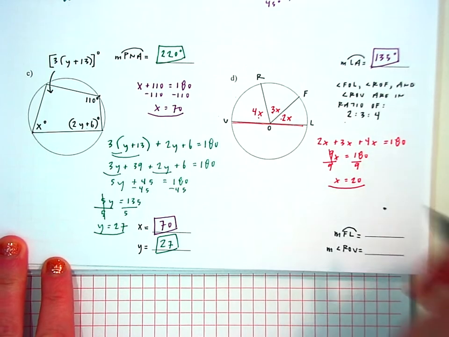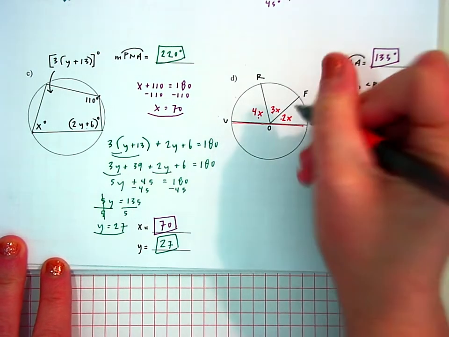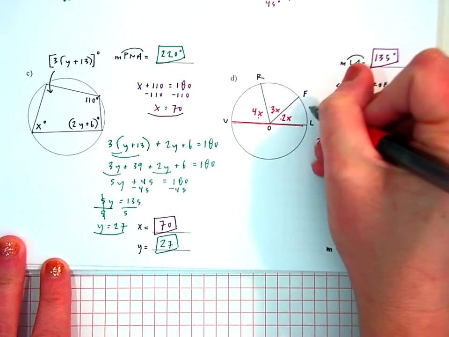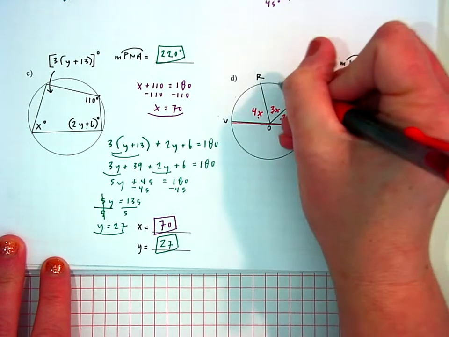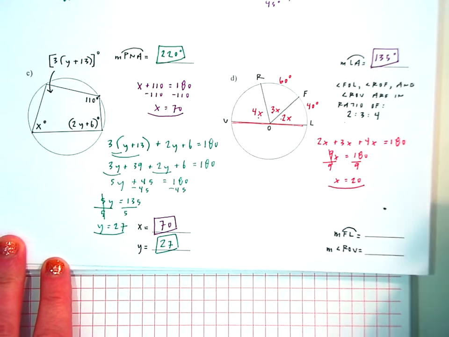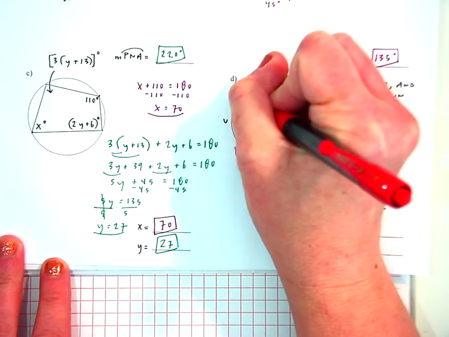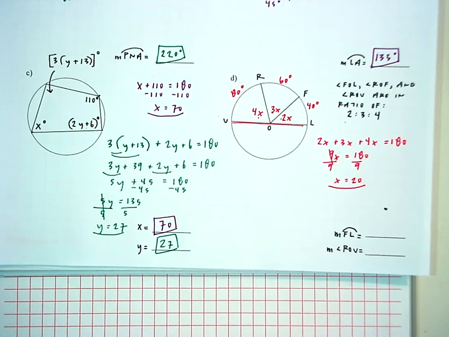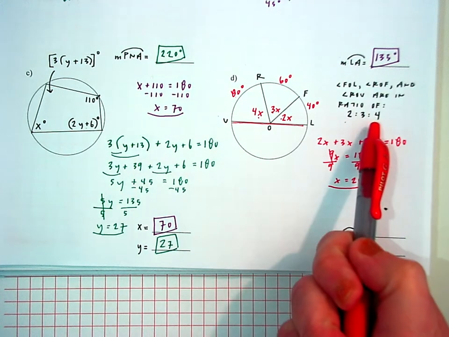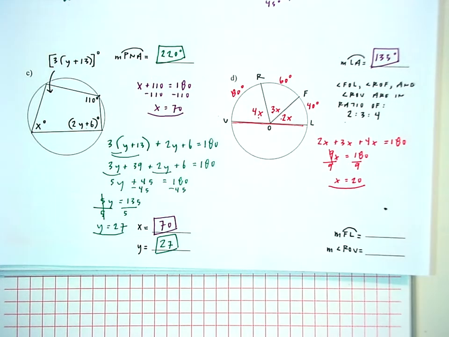Okay, great. So when I plug that 20 back in, I get that the central angle would be 40, and so would its intercepted arc. 3 times 20 gets me 60 right here. 4 times 20 gets me 80 right here. So what's important to note is that if I wrote the ratio as 40 to 60 to 80, and then I just divided away that 20, it would reduce down to a 2, 3, 4 ratio like we saw initially, just like that.